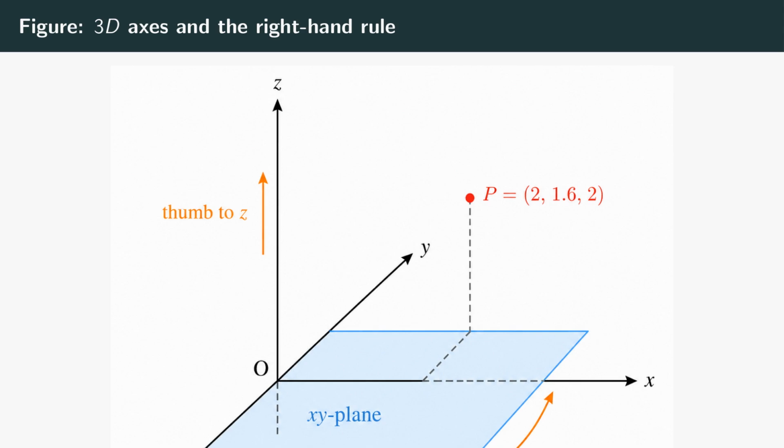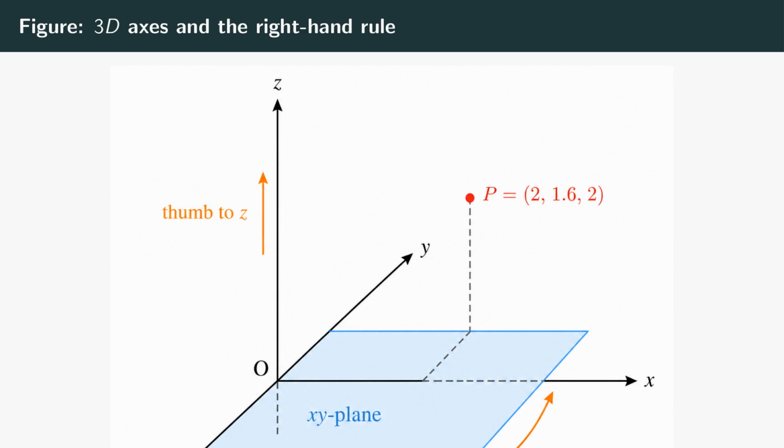A sample point P at coordinates (2, 1.6, 2) sits up in the first octant, with dashed drops showing where it projects to the xy floor and to the x and y axes. The orange arrows annotate the right-hand rule. Curl your fingers from the positive x-axis around to the positive y-axis. That's the curling arrow in the floor. Your thumb points up along the positive z-axis. That's the straight arrow going upward.